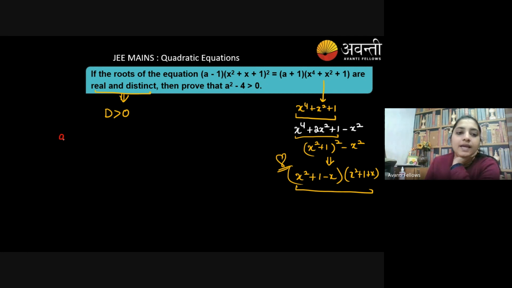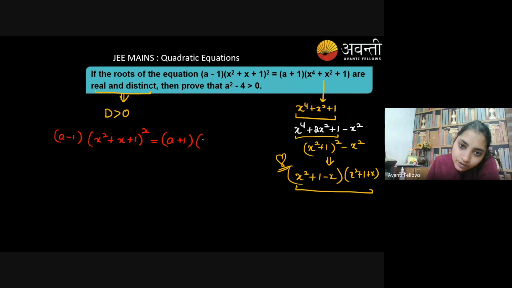So it means a minus 1 into x square plus x plus 1 is equal to a plus 1 into x square plus x plus 1, x square minus x plus 1. Raise your hand who is having doubt. So one factor is cancelled.